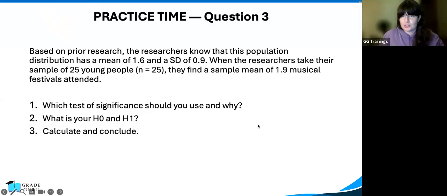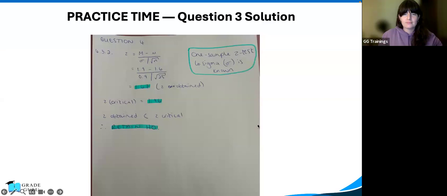Alrighty, let's look at the solution. Okay, so pretty straightforward. You get your Z value, your Z obtained of 1.67. Your Z critical is 1.96, very predictable because it's a non-directional H1. Your obtained value is smaller than your critical, so again, you would retain your H0. Did anybody get anything different?